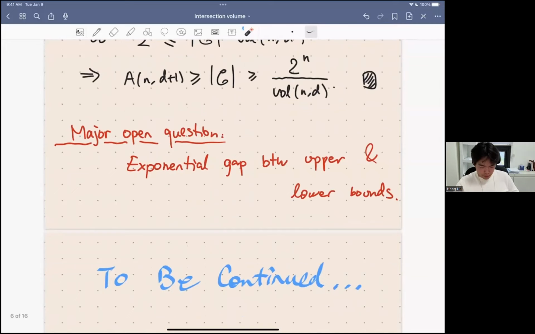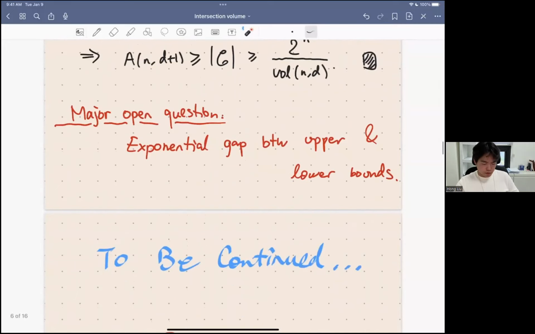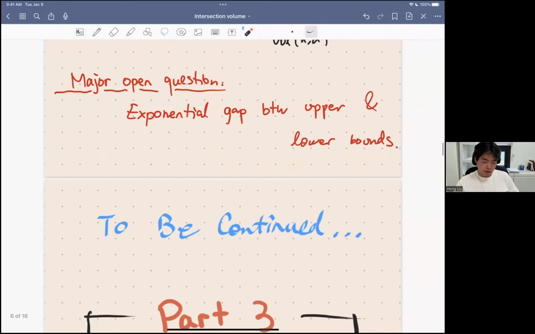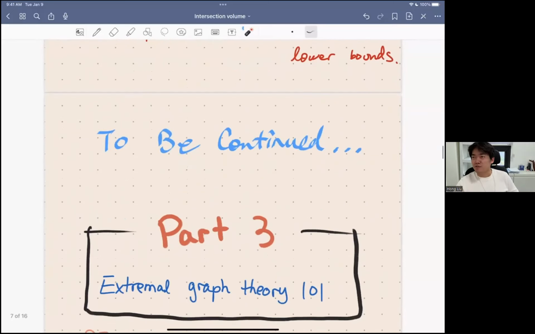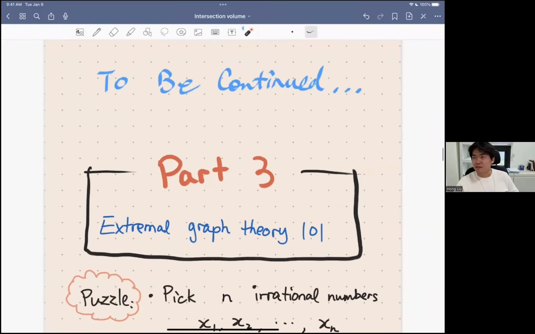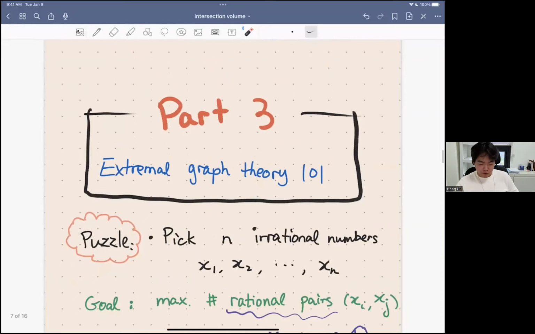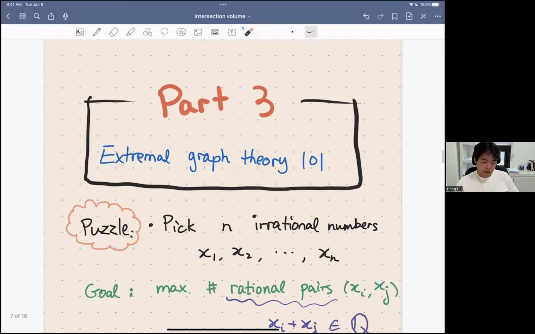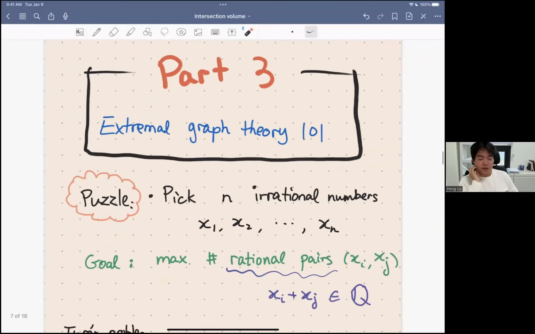our third part, extremal graph theory. Actually, I heard about this puzzle from Shagnik. Shagnik was a student of Benny. So this puzzle, I think it's a very nice puzzle. The puzzle says we pick n irrational numbers. You have the choice to pick n irrational numbers, x1, x2 to xn. You can pick whichever ones you want.